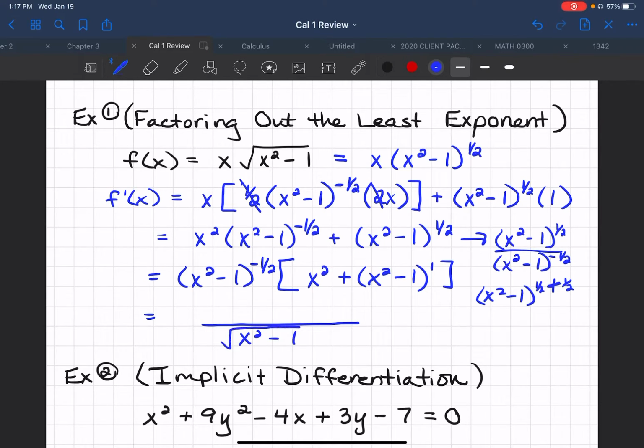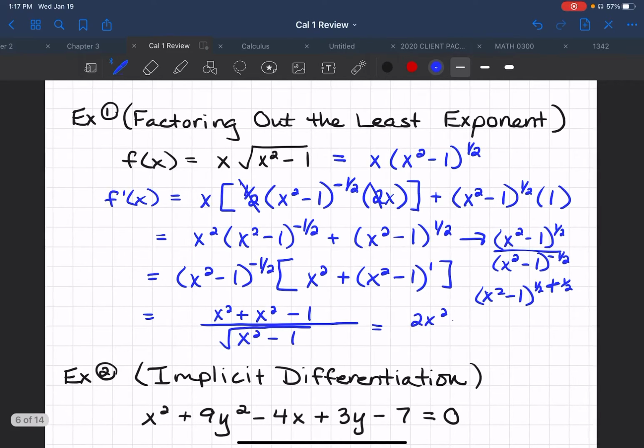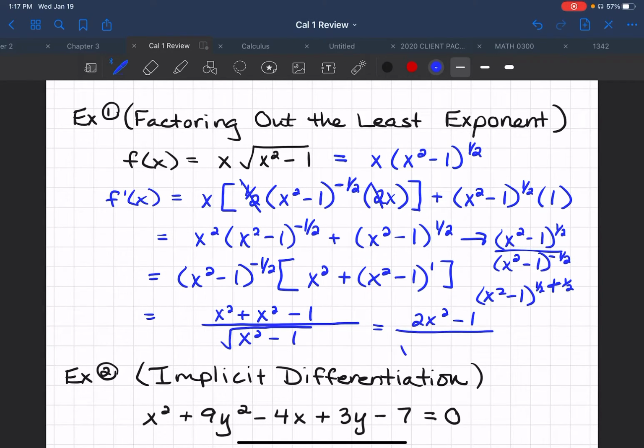And we can go ahead and change that back to a square root. And that leaves you with just x squared plus x squared minus 1 on top, or 2x squared minus 1 over the square root of x squared minus 1. So that's what it means when it says factor out the least exponent. A lot of times you won't even be told to do that, but you will know to do it if you have a negative exponent that you need to take care of.